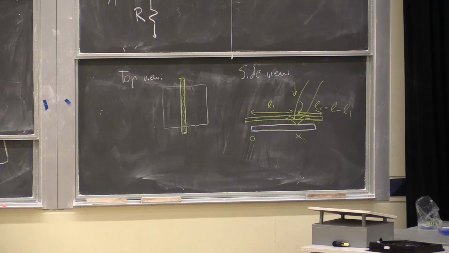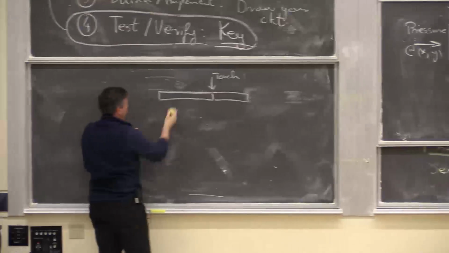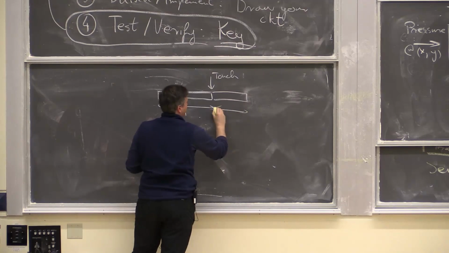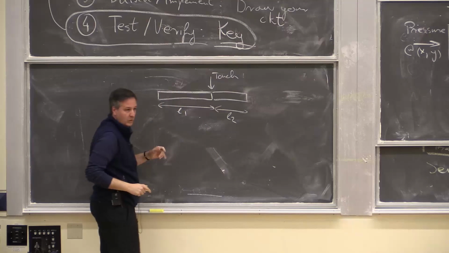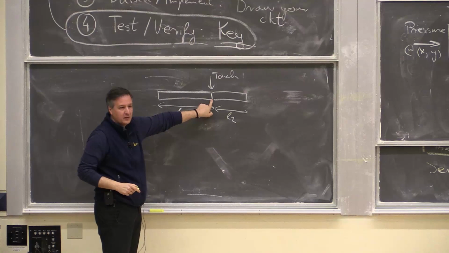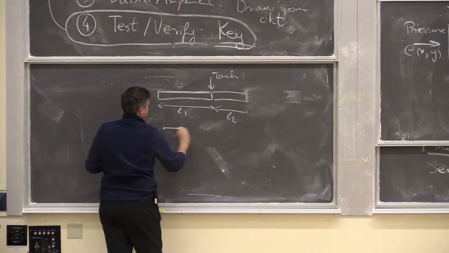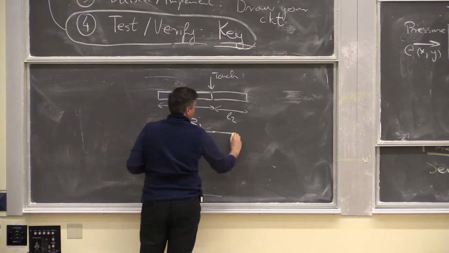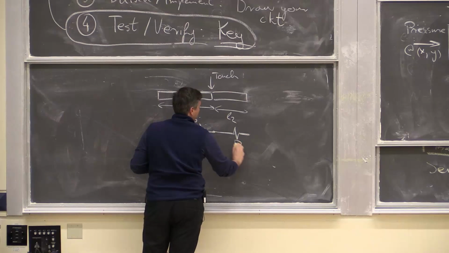Okay, as two resistors, right? So let's maybe do a side view of the wire again. This is the point I'm touching, right? So this length is L1, this length is L2. I can represent this piece of the wire as a resistor R1, and then this piece as a resistor R2.